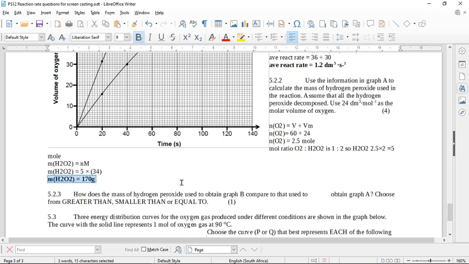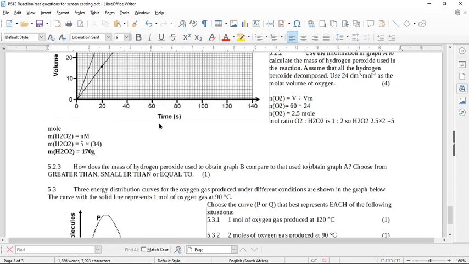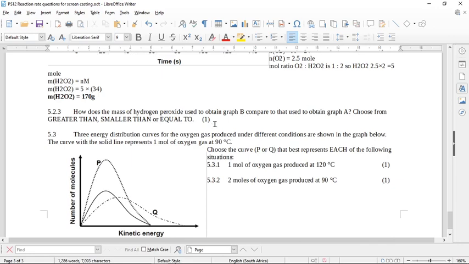How does the mass of hydrogen peroxide used to obtain graph B compare to that used to obtain graph A? Choose from greater than, smaller than, or equal to. Well, graph A and graph B produce the same amount of oxygen, so according to the law of conservation of mass, it must be equal to, because if there was more, there would be more oxygen. If there was less, there would be less oxygen.